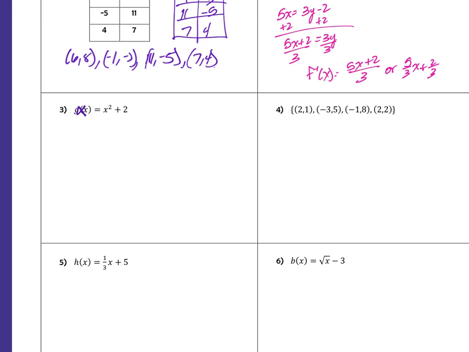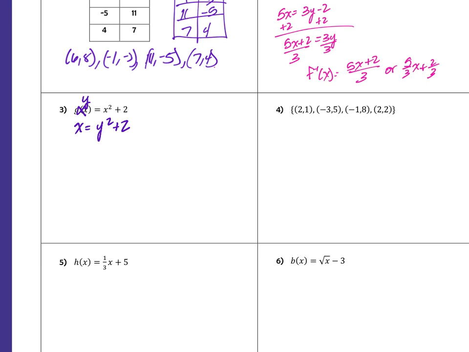So remember, this is y, right? The first thing I'm going to do is switch my x and my y. Okay? Switch my x and my y. So this becomes x equals y squared plus 2. So I've switched the x and y. Make sure that you're switching it. Okay? Make sure.